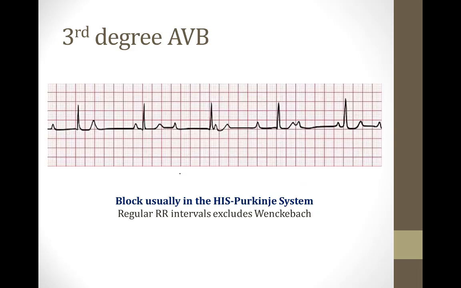Here's another example. This time we have a narrow QRS complex. Once again, notice that these RR intervals are completely normal. That is how you can recognize this as complete heart block. Don't be confused and think that maybe this is a prolonged PR interval followed by a non-conducted P wave followed by a short PR interval and that this is Wenckebach. This cannot be Wenckebach because you do not have group beating and you have normal RR intervals.